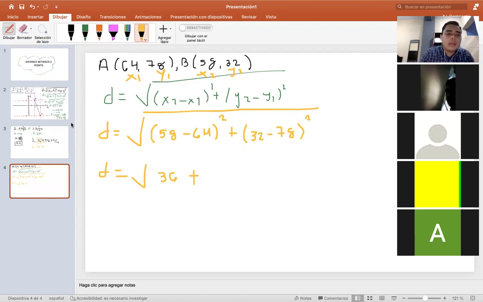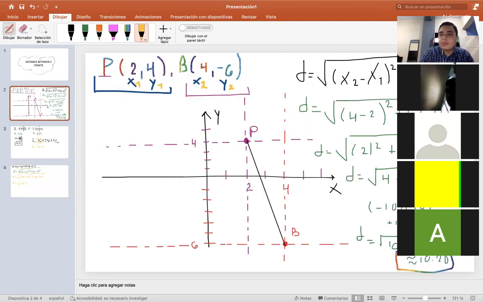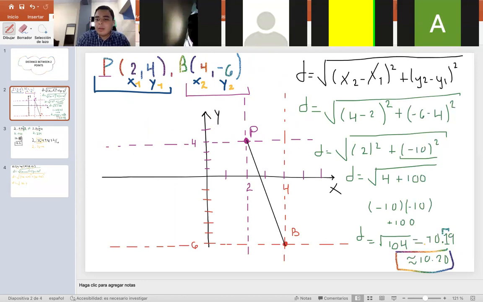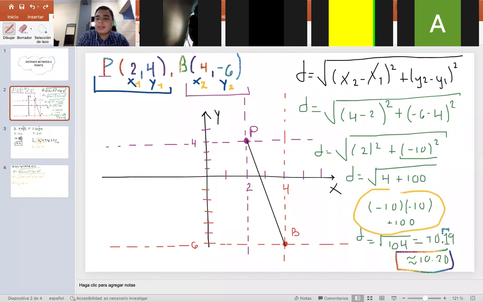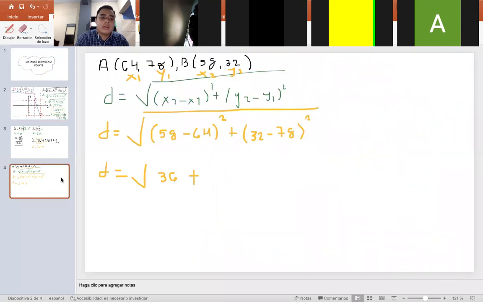And here we have y. As you can see in this example, if we have negative 10 elevated at square, it is the same as negative 10 multiplying by itself. Negative times negative becomes positive, and 10 times 10 is 100. So it's positive 36. Plus, who can give me the answer of the second parenthesis?